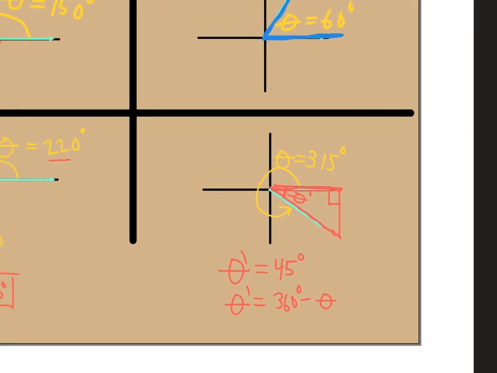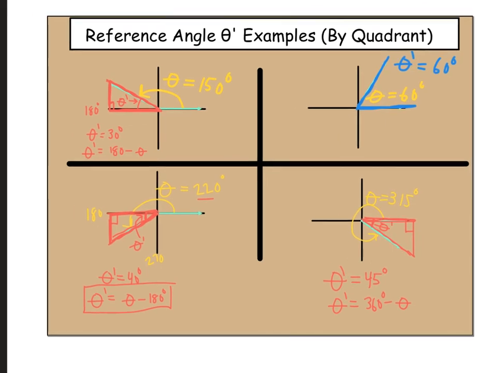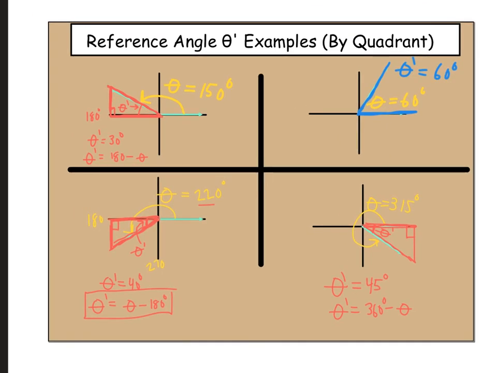So the deal is you're always trying to get back to the x-axis. Quadrant 1's the easy one because you don't have to worry about it. But in quadrants 2 and 3, you're seeing how far away the angle is from 180. 150 was 30 away, 220 was 40 away. Those are the reference angles. But in quadrant 4, you're going back to 360. So if your angle is 315, how far are you from 360? You were 45 degrees away.